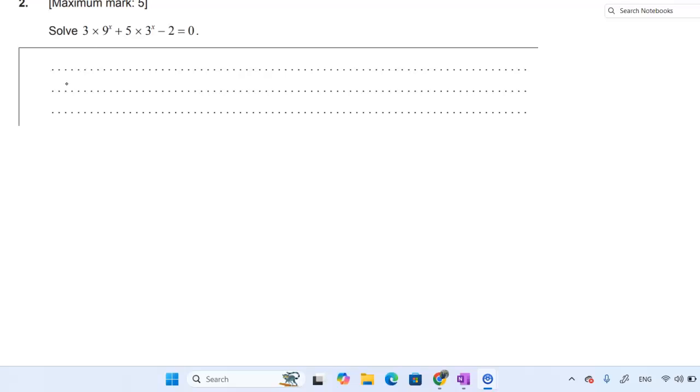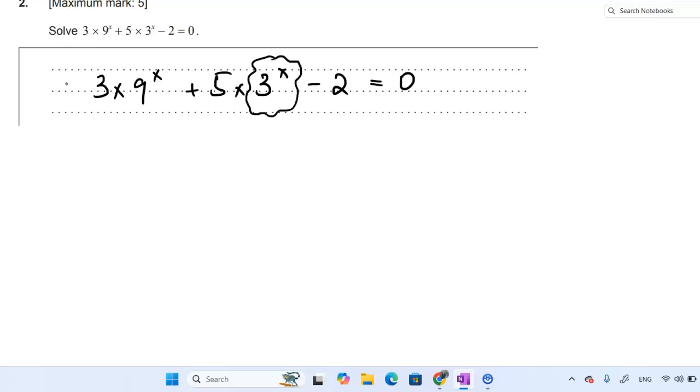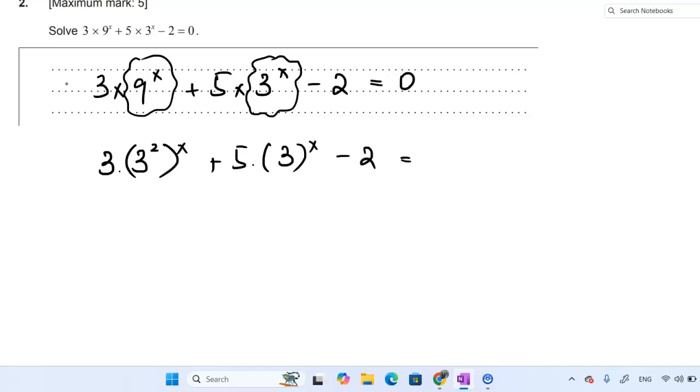So if I go by that, I'll rewrite it and it becomes 3 times 9 to the power of x plus 5 times 3 to the power of x minus 2 is equal to 0. Now if you look over here, we need to convert into one common base. The way we can do that is 3 times (3 to the power of 2) whole power of x. Can we write it like this? And then we write this as 5 times 3 to the power of x minus 2 is equal to 0. Now this will become 3 times 3 to the power of 2x plus 5 times 3 to the power of x minus 2 is equal to 0.